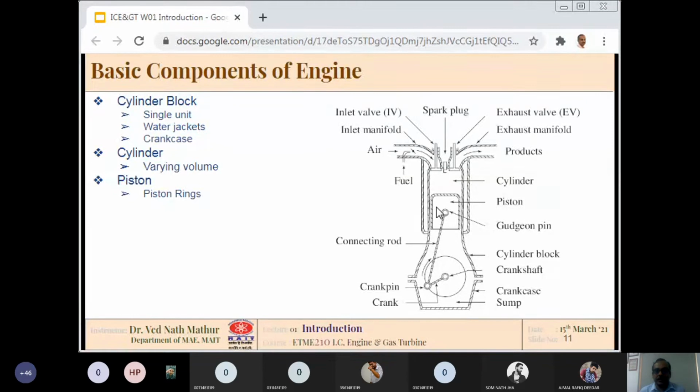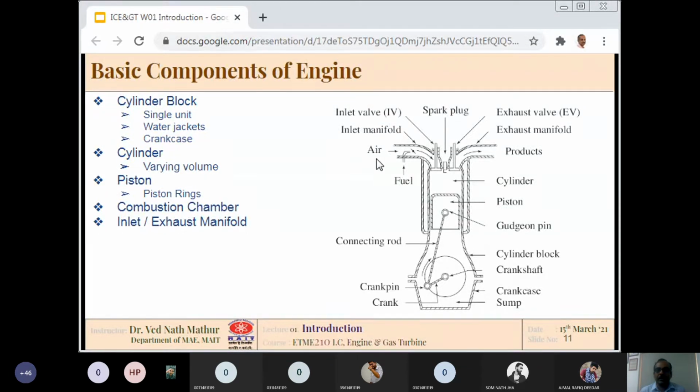Now the piston has piston rings. It's not visible in this figure, but I showed you in the previous figure there are piston rings. The space between this piston and the top wall of the cylinder is called the combustion chamber, where actual combustion of the fuel takes place.